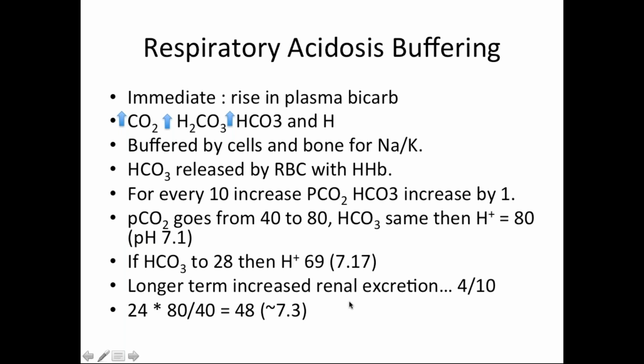With the longer term buffering, that happens where the bicarb goes up by 4 for every 10. For a rise of PCO2 to 80, the bicarb would be increased to 40, and the H plus concentration would now be 48, which would be a pH of 7.3. So that means that a pH of 7.1, if there had been no buffering, is stabilized to 7.17 by the immediate buffering from the bicarb, and then with the renal adjustment that happens over days, it gets buffered to 7.3.